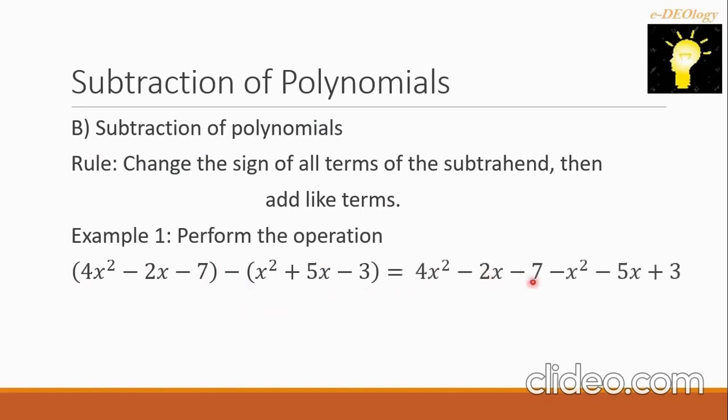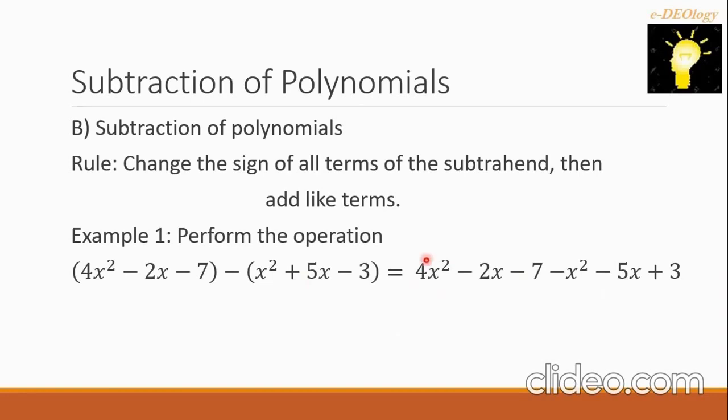So the first three terms here are the terms of our first polynomial. Then for the second polynomial, we will change the sign of all the terms. The x squared here is positive. In here it becomes negative. The 5x is positive. Here it becomes negative. The negative 3 becomes positive 3. And then we will combine like terms, or we will add like terms.